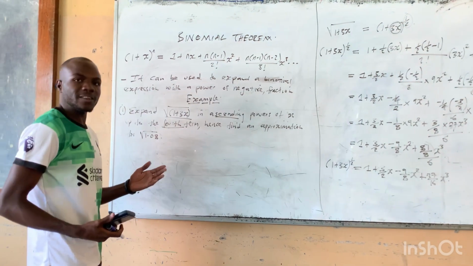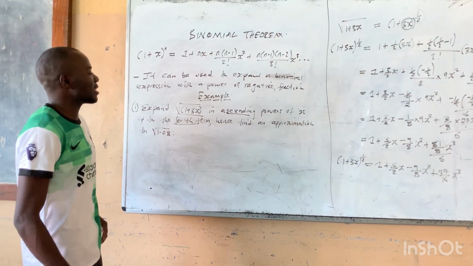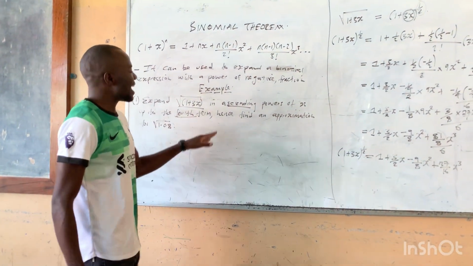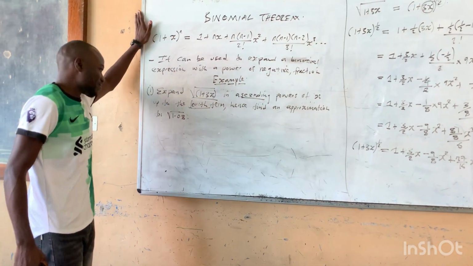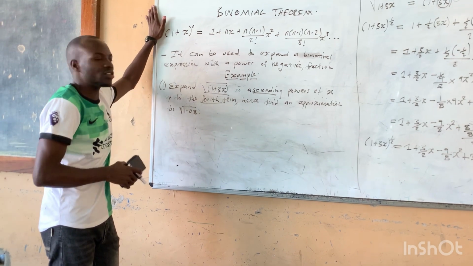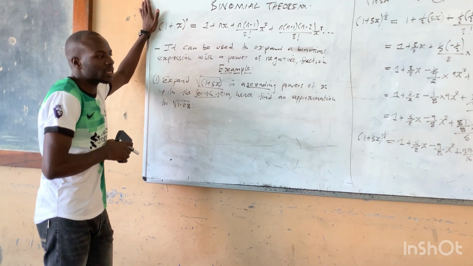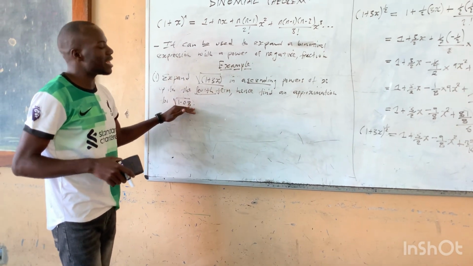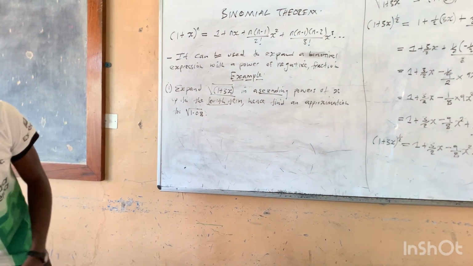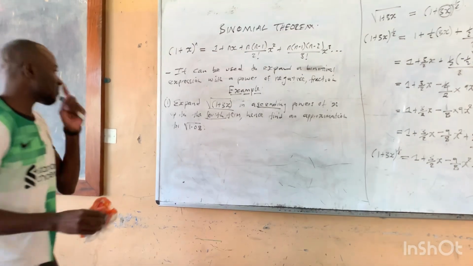Now, the other question is, after you expand, this is how you answer a follow-up question. After you expand like this, they ask you to hence find an approximation for the square root of 1.08. You don't have to punch on the calculator. You use the same expansion to find the answer for the square root of 1.08.